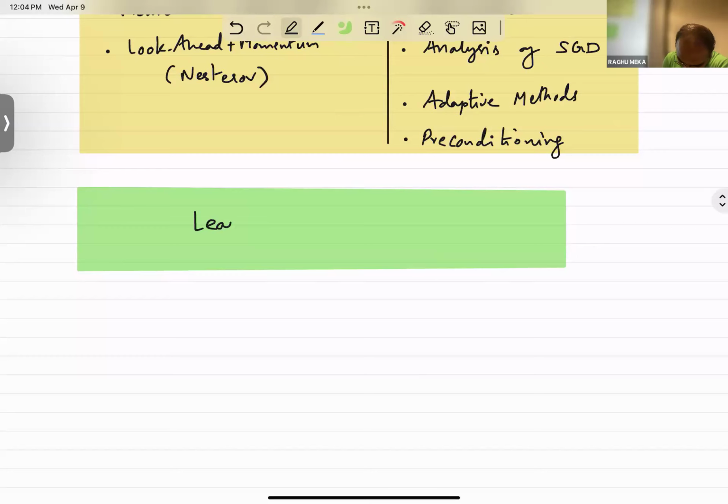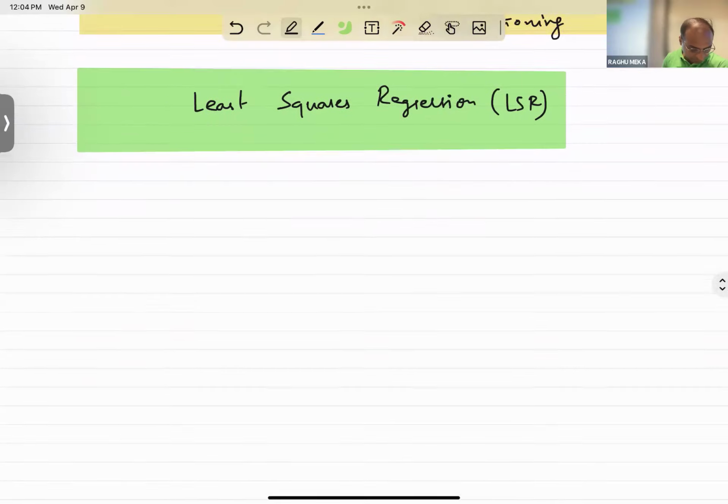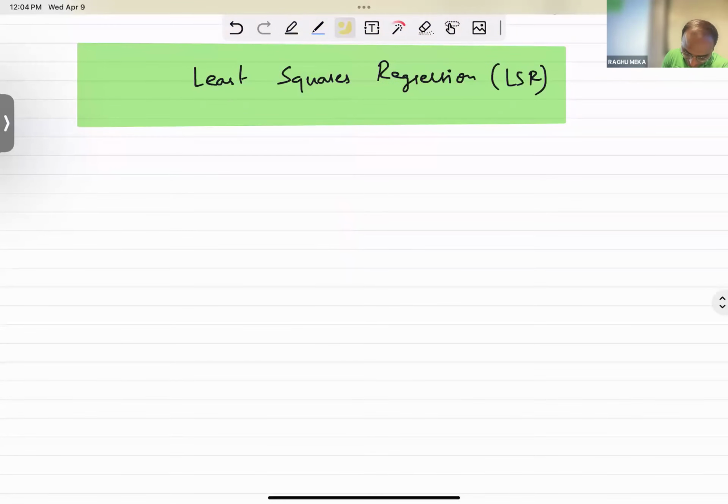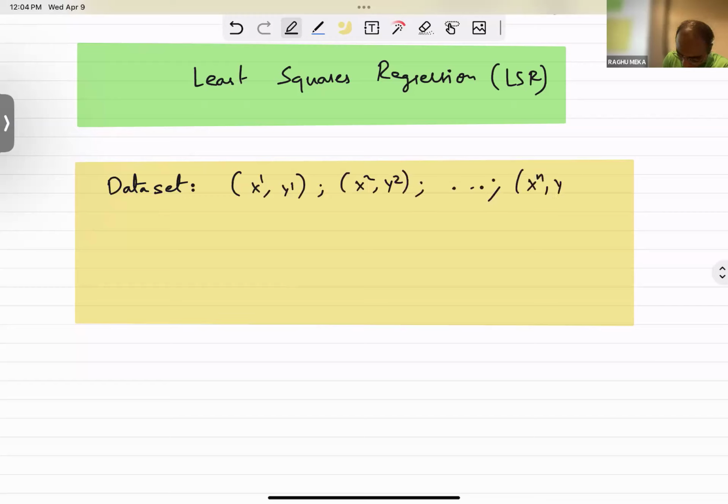All right. So let's just work a little bit on what these algorithms would do in the case of least squares regression. As I said in the beginning, this is going to be a running example for us. So LSR. And just to recall, here we have a data set, which is x1, y1, x2, y2, and so on. And then we have predictors, right?